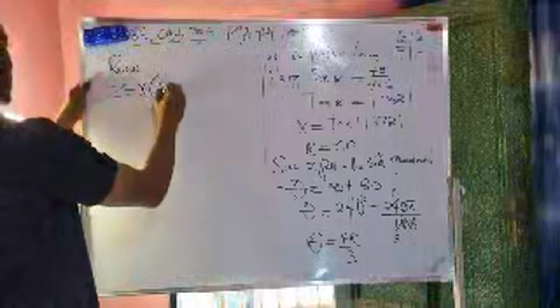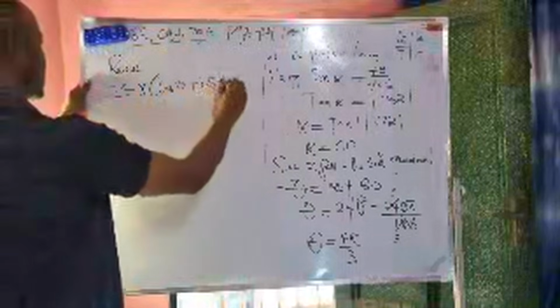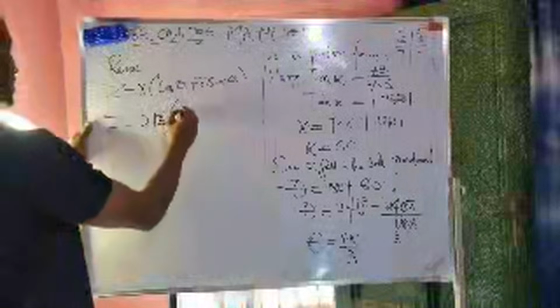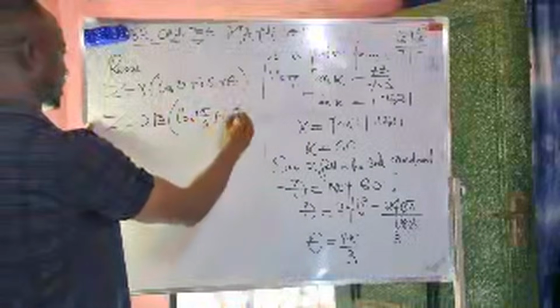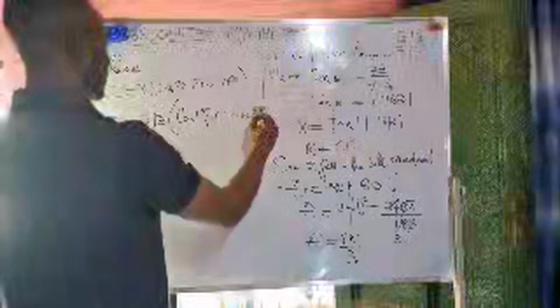So expressing in polar form, recall that Z equals R cos theta plus i sin theta. So Z becomes the value of our R, what we determined as the value of R, that should be about 2 root 3. In bracket, we have cos theta becomes cos 4 pi over 3 plus i sin 4 pi over 3. Final answer. So we are done with polar form.